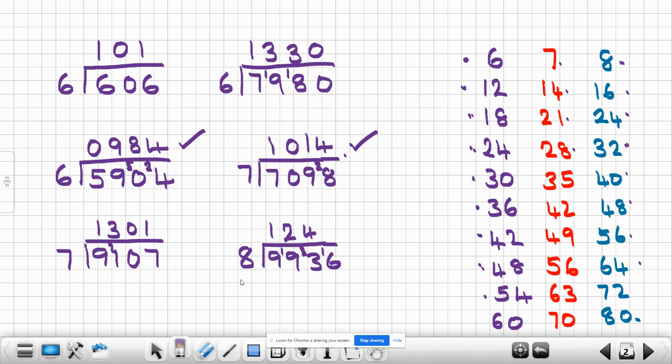Okay, so 8 times 4 is 32. We had 33. We've got our remainder of 1. We put it in front of that 6. And 8 into 16 goes exactly twice.